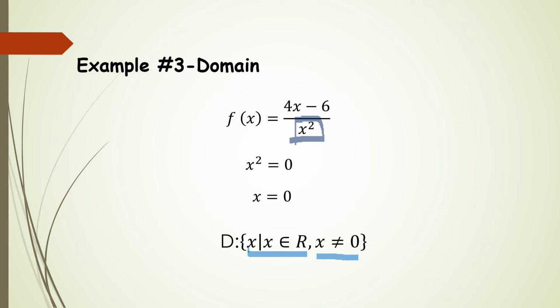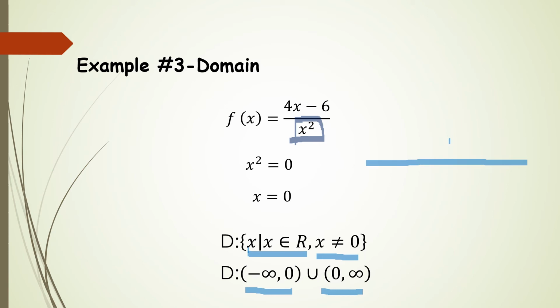Since magiging undefined ang function natin pag nag-substitute ng 0 or pag naging 0 ang value ng x. Sa interval notation, we have negative infinity, 0 union with 0, infinity. Meaning, sa number line natin, kung ito yung 0, ang lahat ng solution set natin, hollow dot lang to, since hindi kasama sa solution set. Ang lahat ng solution set natin ay lahat ng nasa left side niya. At lahat ng nasa right.